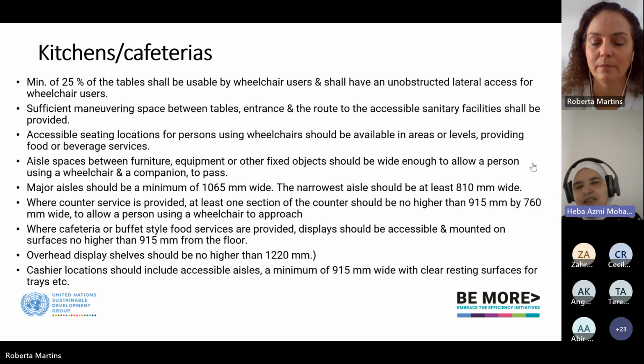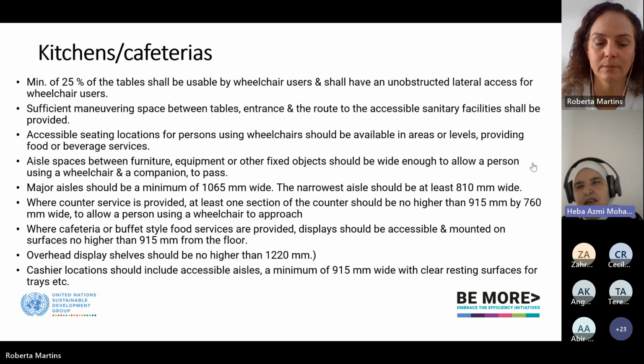The cashier, as I said, the cashier and the counters and the display shelves in the cafeteria should not be higher than 915 mm for easy usage. And these counters should be 760 mm in width to enable persons with disabilities to retrieve the food items and transfer food items.